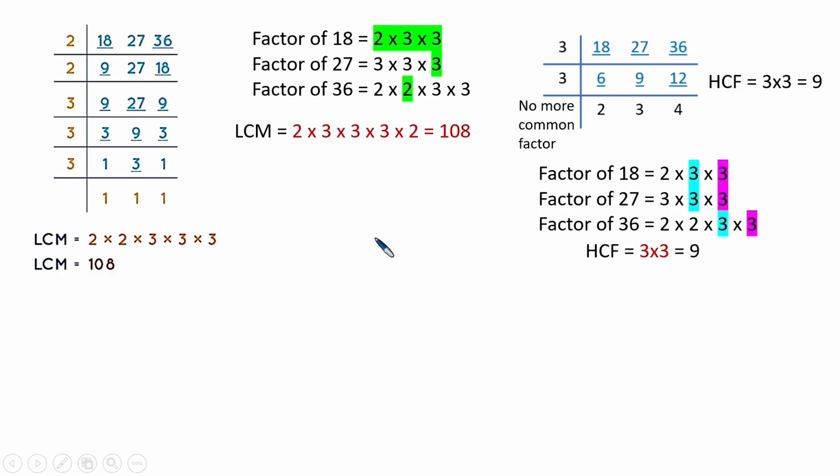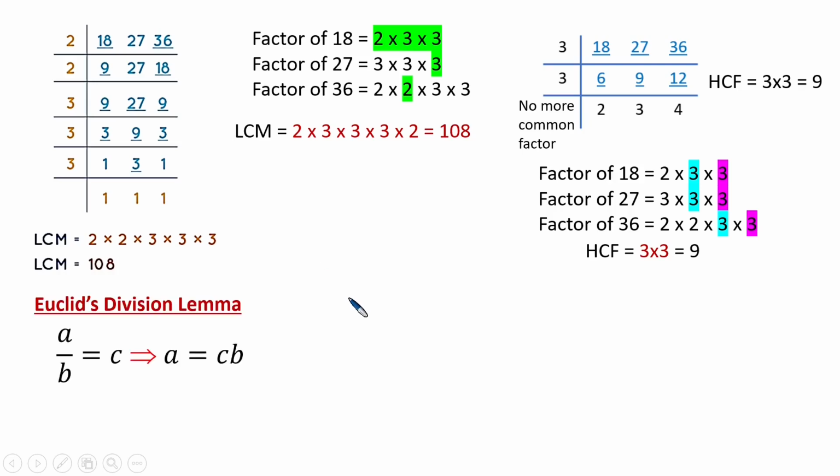So by now I'm sure you know the difference between HCF and LCM. HCF will always be smaller than these three numbers, and LCM will be greater than all these three numbers. All these numbers should go into the LCM, and the HCF should go into each of these numbers. So definitely it will be smaller than all these numbers. Okay, just think about it. Go to the previous slides and you will understand.